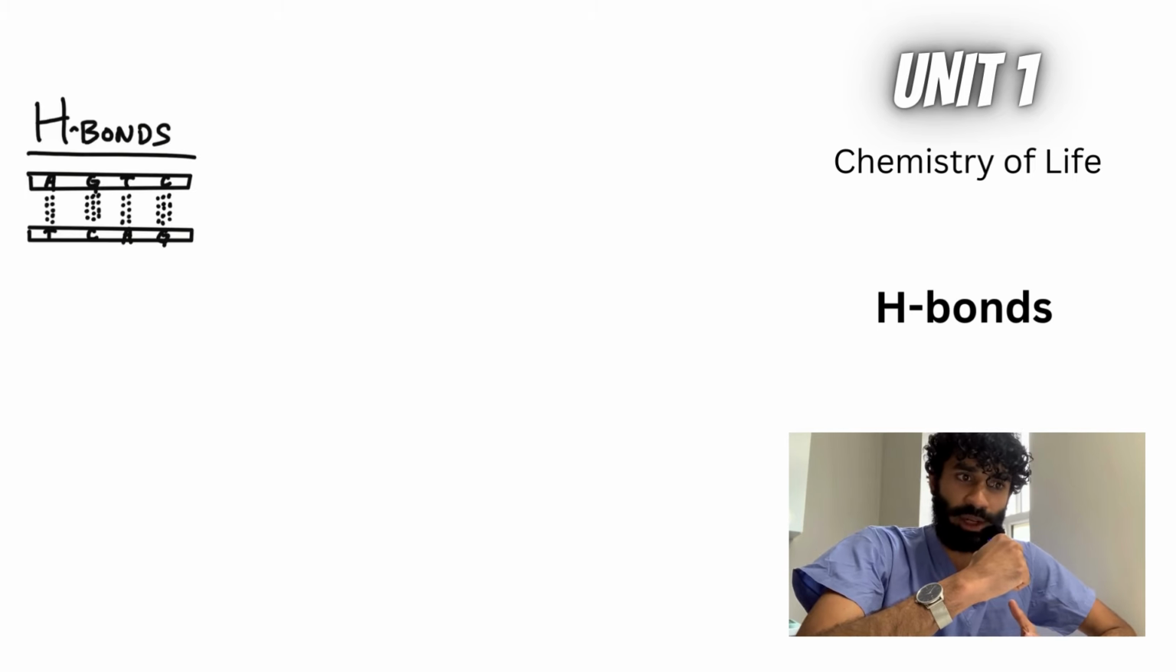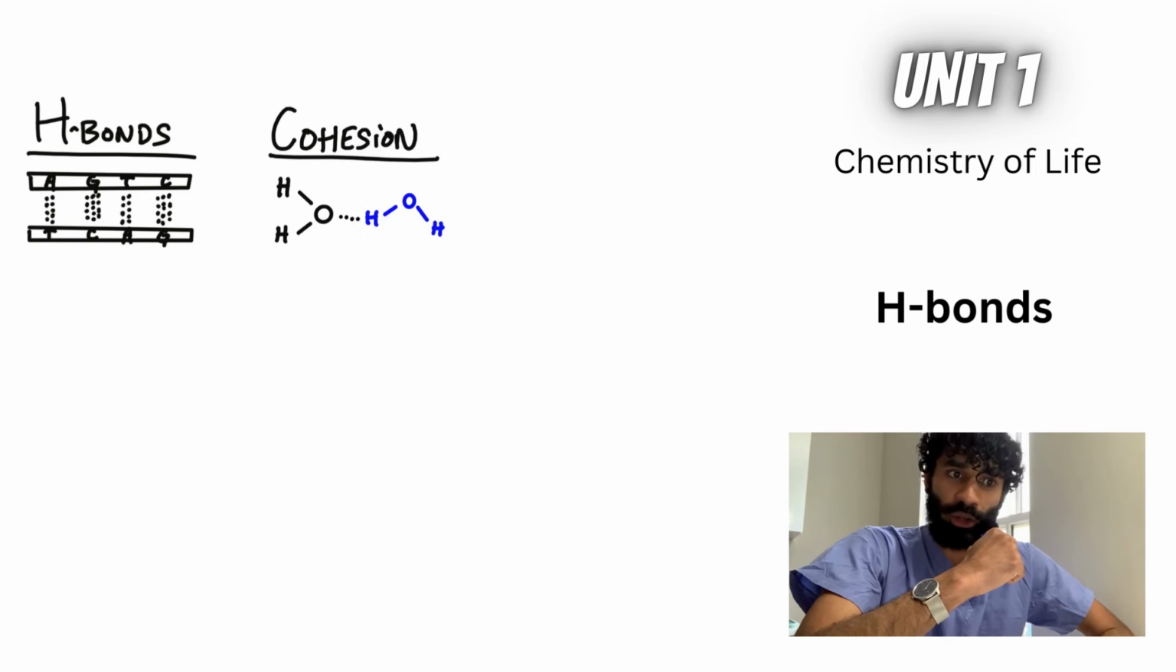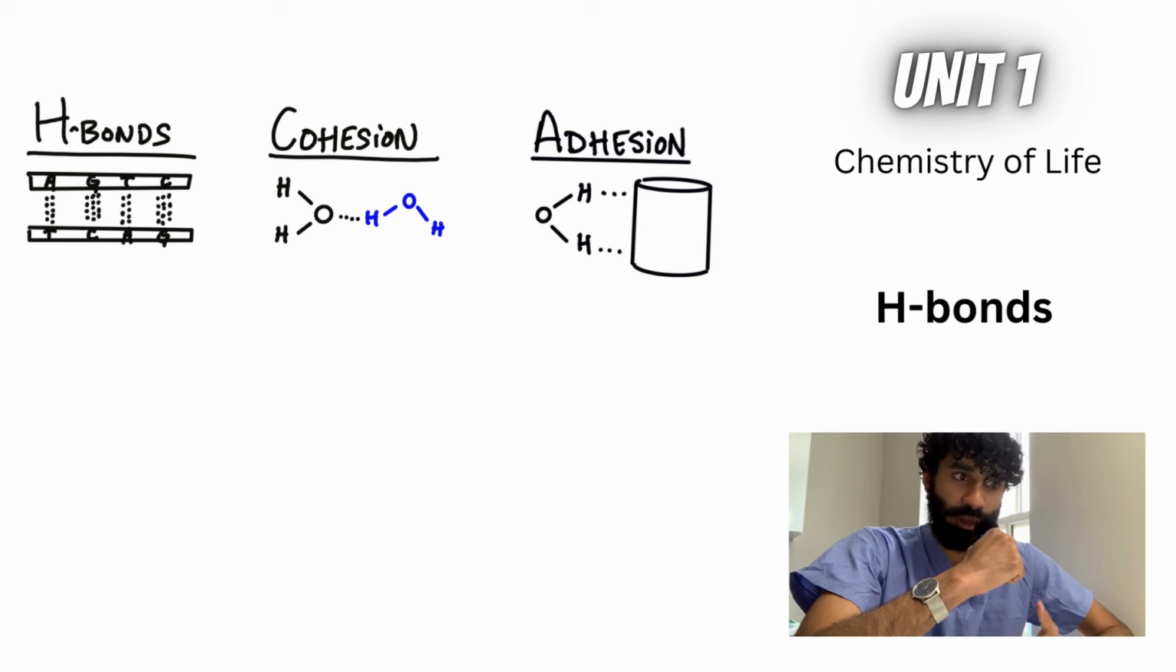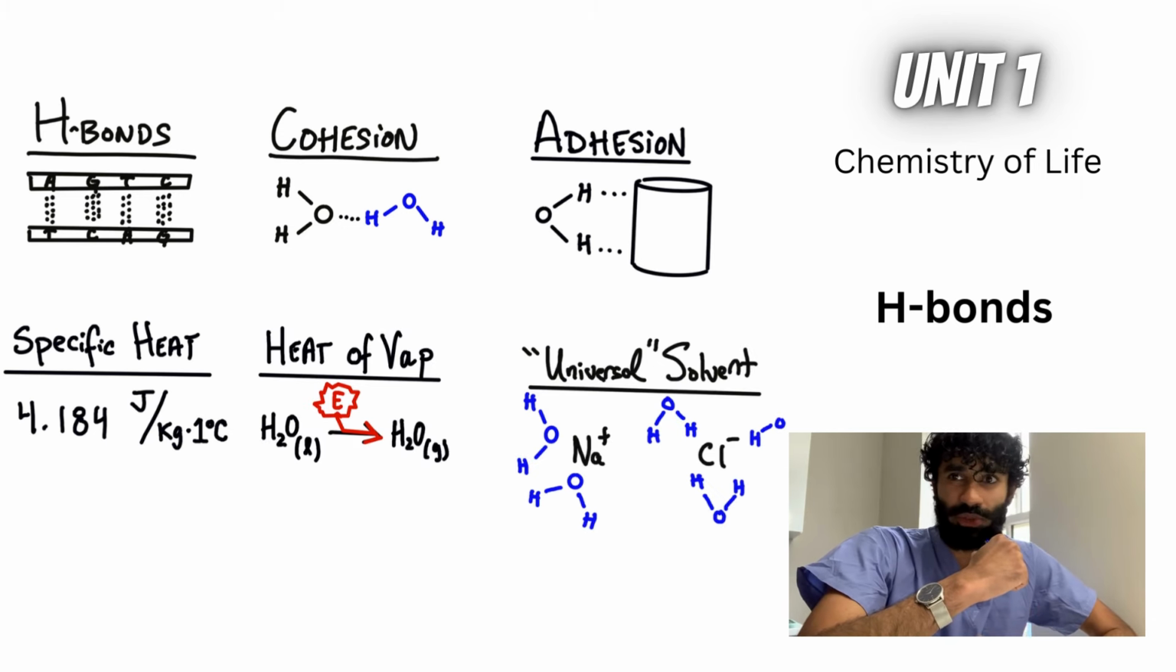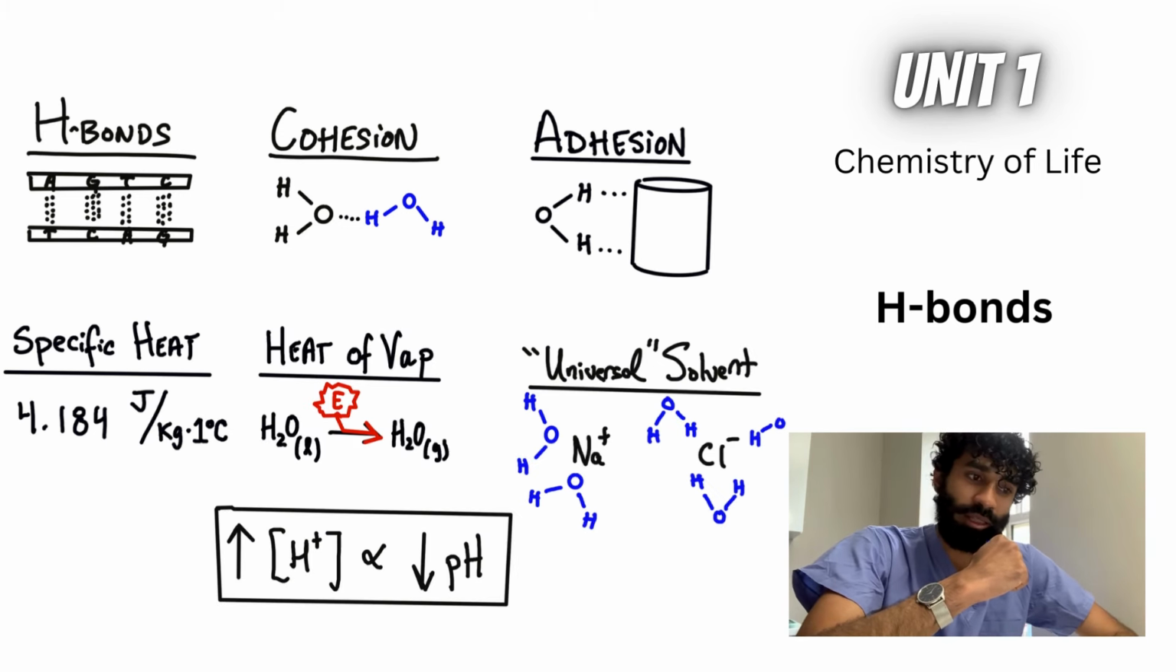The second block is H bonds. H bonds keep two DNA strands together, and they give water its numerous properties, like cohesion, water binding to water; adhesion, which is water binding to something else; and its other properties like high specific heat, its high heat of vaporization, and the fact that water is like a universal solvent. If you increase the H plus concentration, your pH decreases.